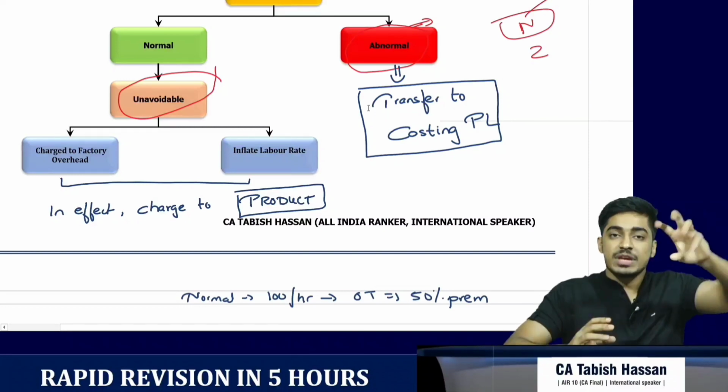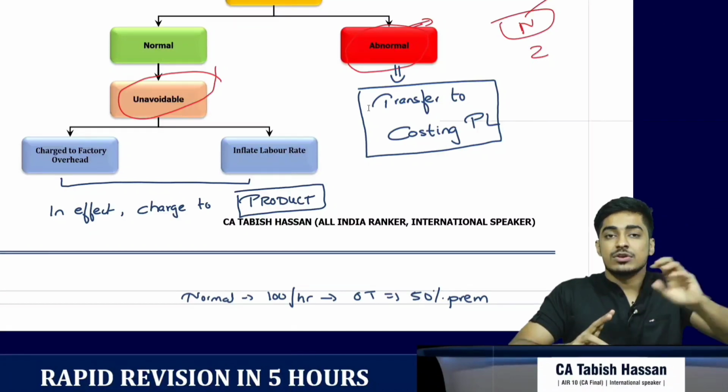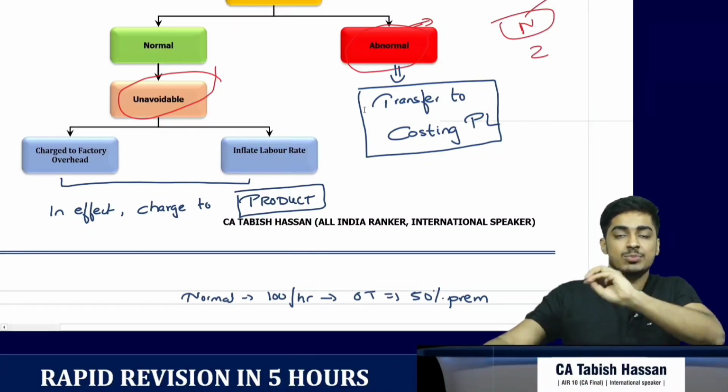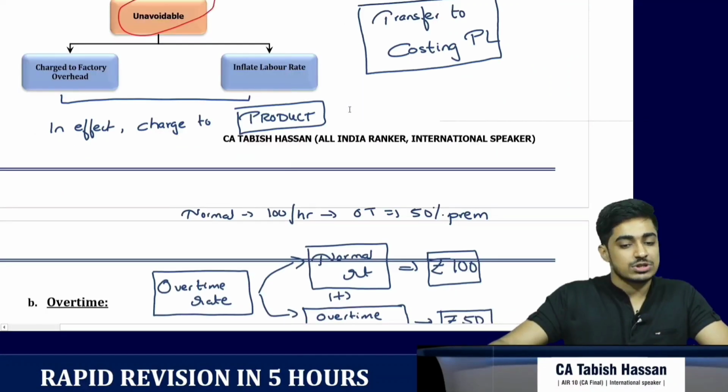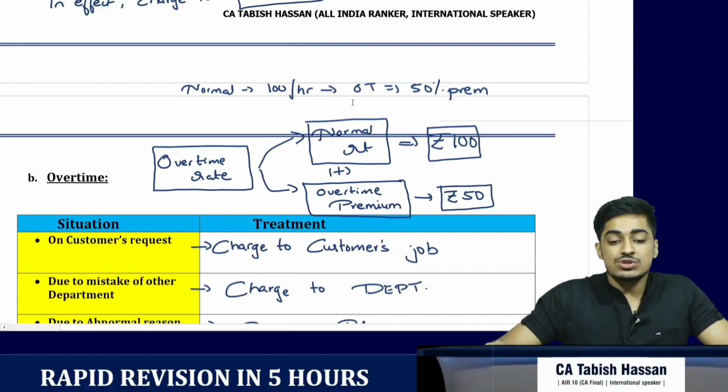Okay, so normal idle time will be charged to the product. How do we charge it to the product? We can either inflate the labor rate and include it in labor cost, or we can charge it to overhead and then charge to the product. And abnormal idle time will be transferred to costing P&L. Clear? Next we have overtime. What is overtime?